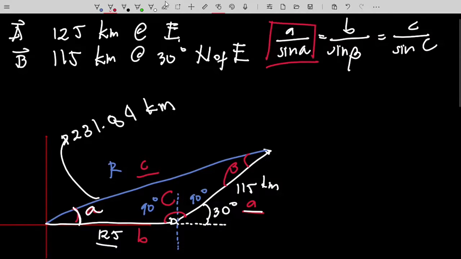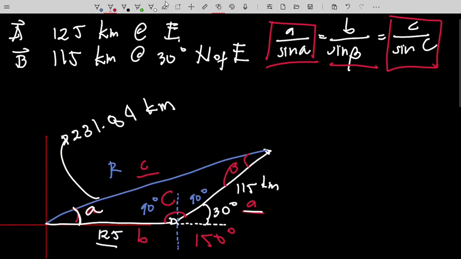Now the second sub-formula: do we have the value of B? Yes, which is 125. But do we have the value of angle beta? We do not. Can we get it? We cannot. How about side C over sine angle C? Do we have the value of C? We do, which is 231.84. Do we have the value of angle C? We do. Again, angle C is equal to 150 degrees. So this third sub-formula is also needed for us to get the angle of our resultant vector.